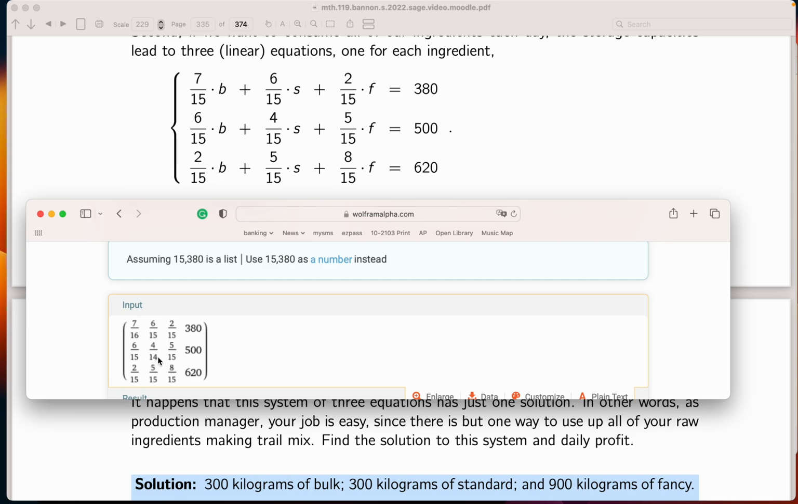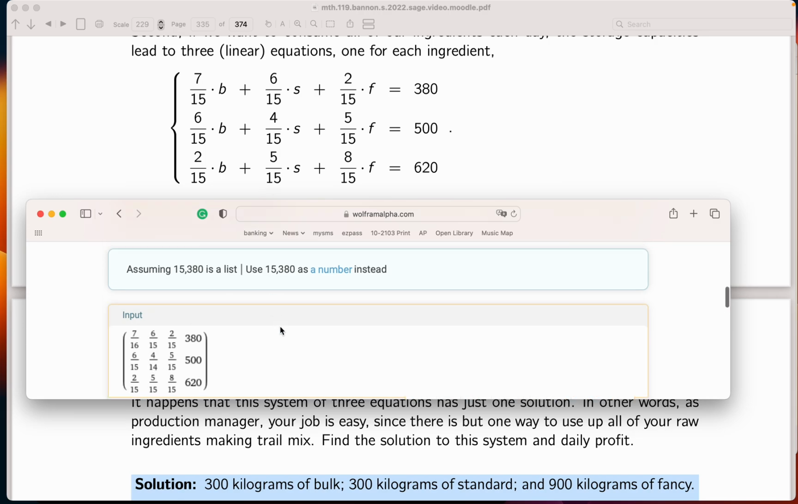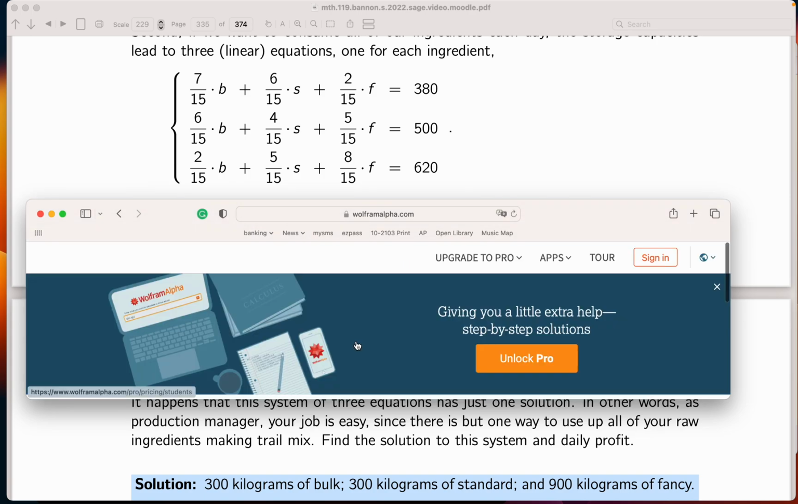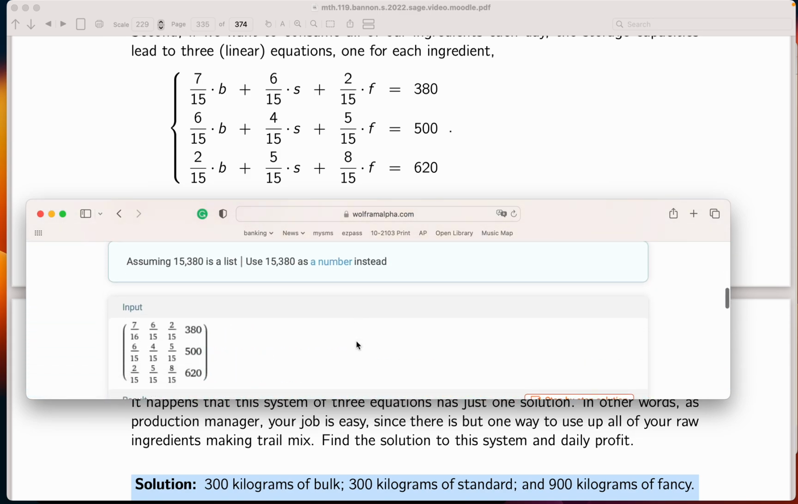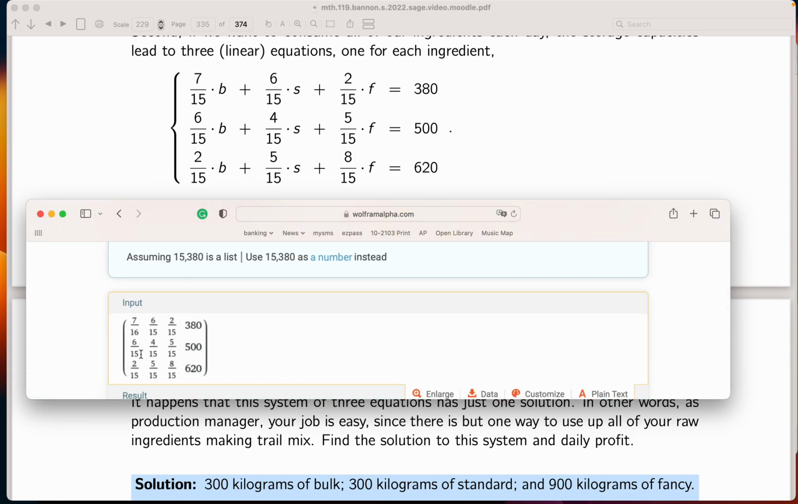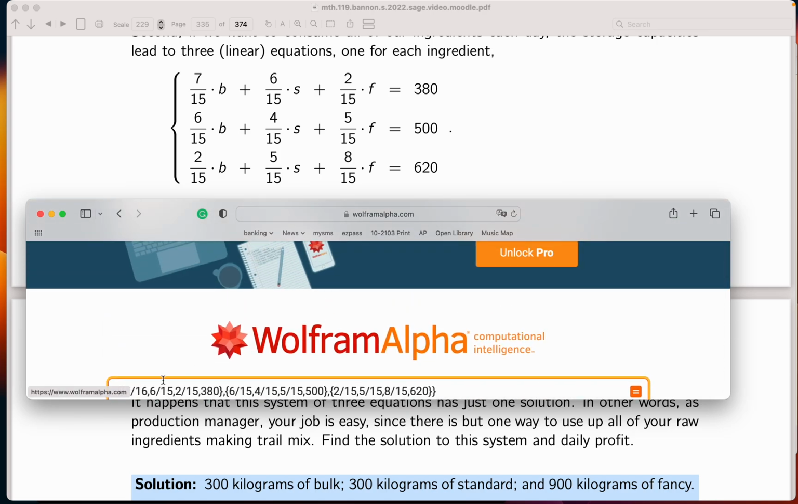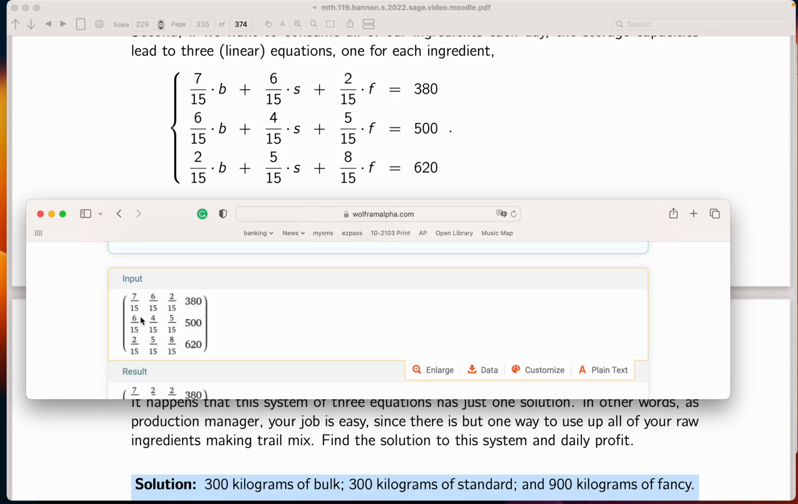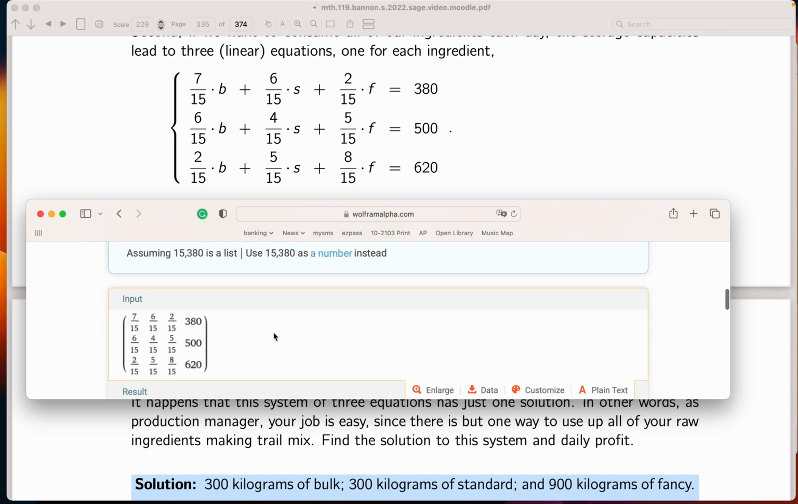So the 4/14 should be 4/15. Let me go back up here and do it again. I see another error. Let's correct it again. Doing this with paper and pencil would be a lot of work, wouldn't it? 7, 6, 2, 6, 4, 5, 2, 5, 8. The denominators are all 15. And I get 380, 500, 620. All right, good lesson there.